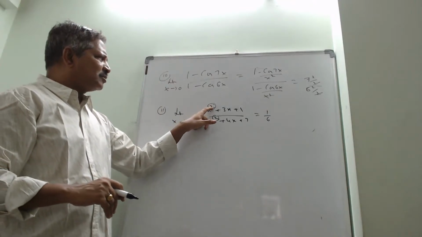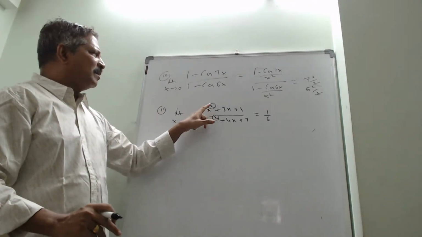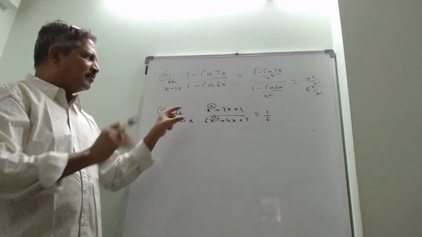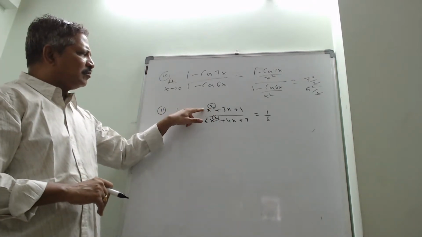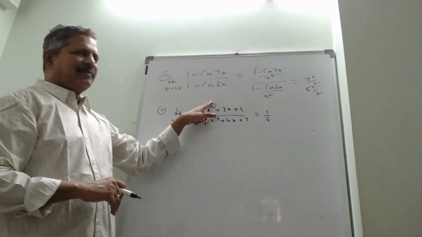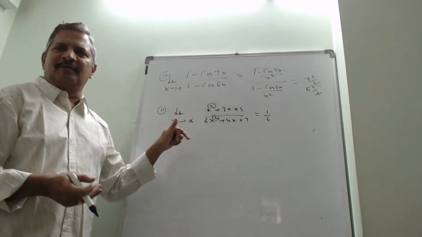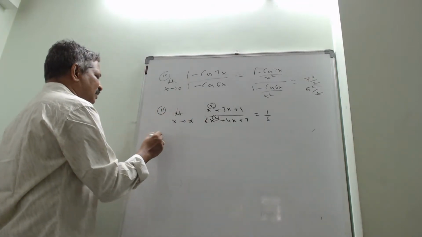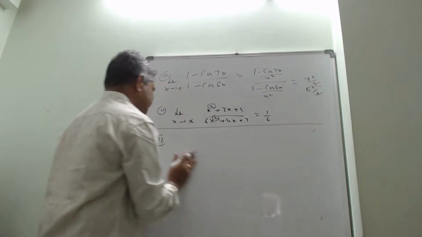If numerator power is more, it is infinity. If numerator power is less, it is 0. So I am not doing those three problems. If numerator and denominator powers are equal, the answer is coefficient by coefficient. If numerator power is more, it is infinity. If numerator power is less, it is 0. So that is another. Now coming to other problems.